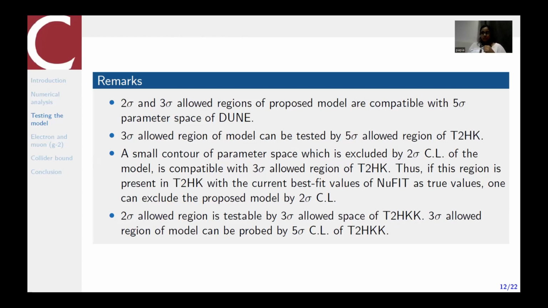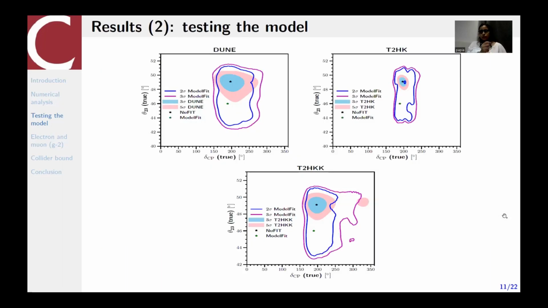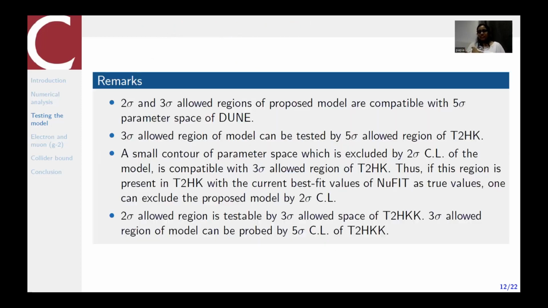of T2HK. And also, can you please go back? Yes. So here in that T2HK plot, if you see very closely, there is a small blue circle very near to the star. This is nothing but an exclusion of the 2 sigma region from that parameter space. Then come to the next slide, I will just tell that.